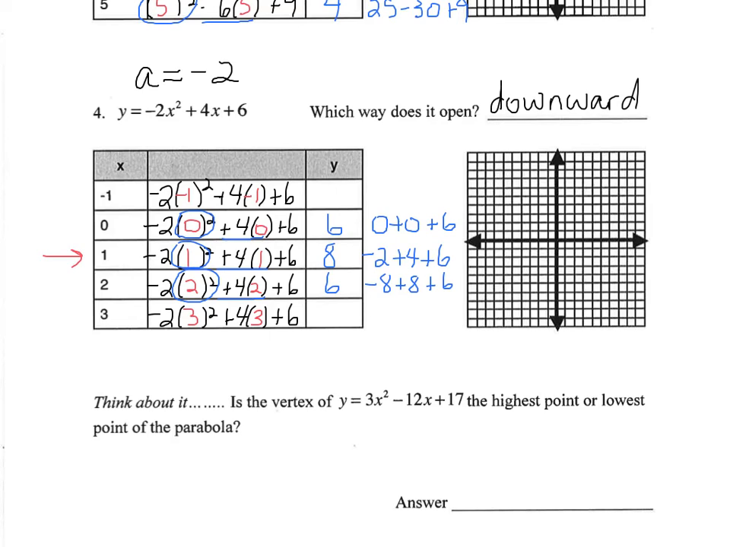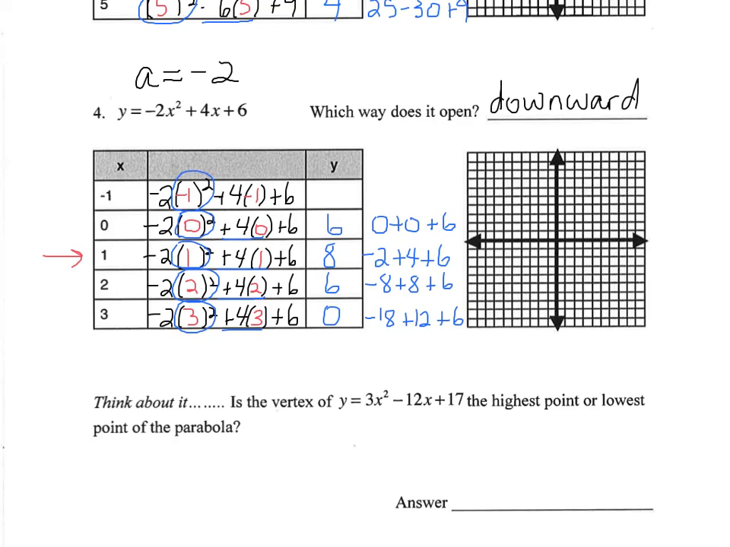Let's plug in 3. 3 squared is 9. Then I got to take negative 2 times 9, which is negative 18. Then do 4 times 3, which is 12, and then plus 6. Negative 18 plus 12 is negative 6. Negative 6 plus 6 more is 0. So that tells me when I plug negative 1 in, I should get 0 for an answer. Let's see if I do.